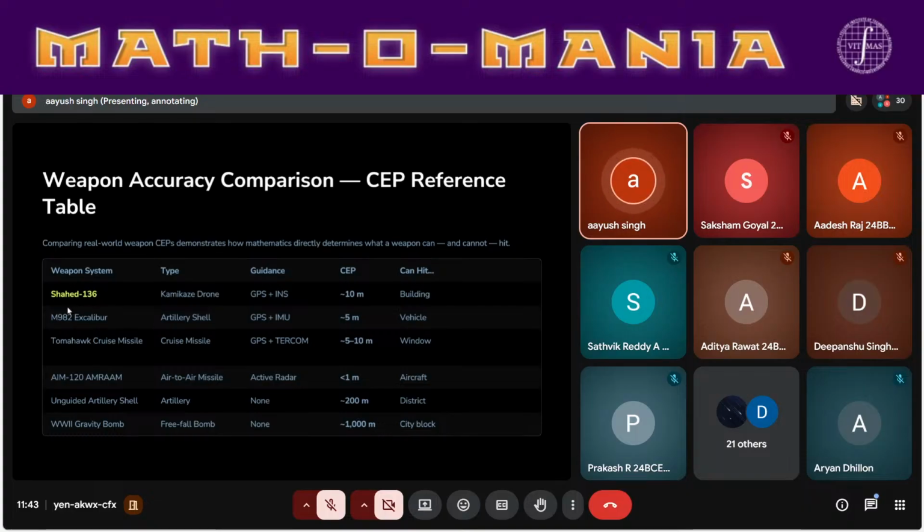M982 Excalibur is a type of artillery shell which has been discussed quite in detail by Shirish. It uses a guidance GPS plus IMU. It has a CEP of around 5 meters and it can hit a vehicle. The Tomahawk cruise missile, which we have discussed earlier, is a cruise missile, and it has a guidance of GPS and TERCOM. It has a CEP of around 5 to 10 meters, and it can hit a window comfortably.